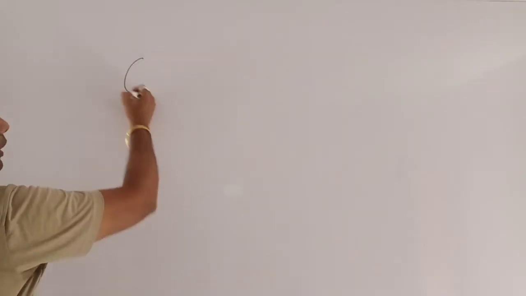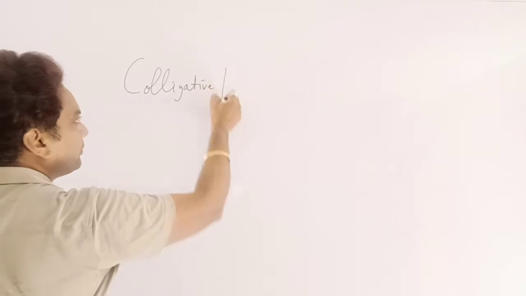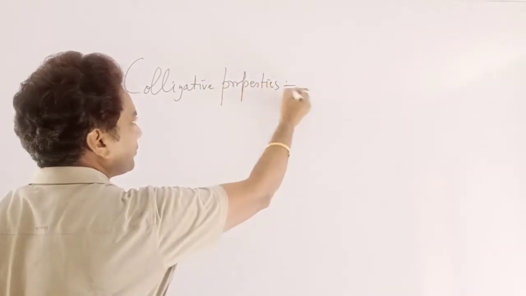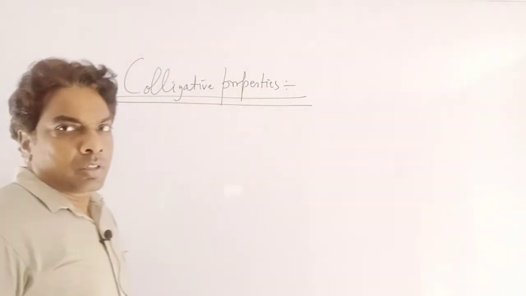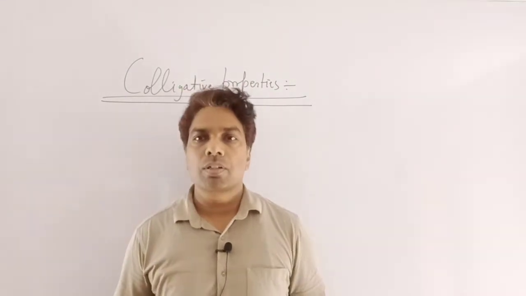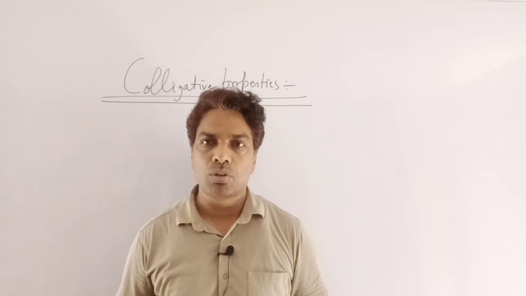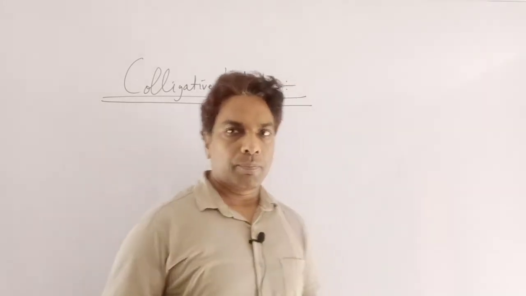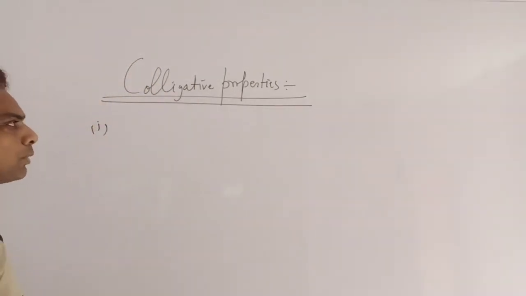Now we will start the second lecture of solutions, which is colligative property. Actually, colligative property is the property of a solution which directly depends on the number of particles of solute or moles of solute. Here we study four different types of colligative property.